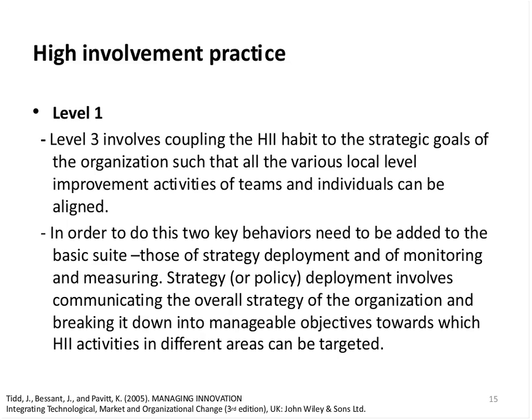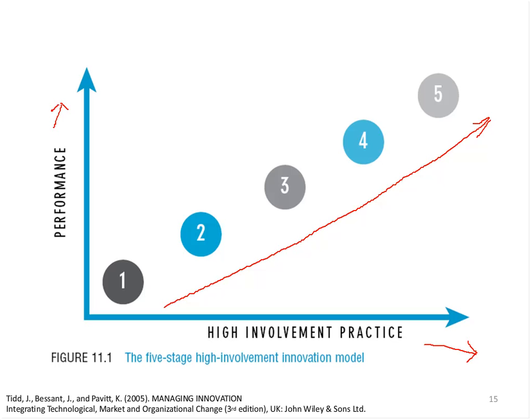Level 3 involves coupling the high involvement innovation habit to the strategic goals of the organization, such that all the various local level improvement activities of teams and individuals can be aligned. There is the element of strategy added here. Level 1 is unconscious, unstructured. Level 2 is conscious, structured, systematic. Level 3 is conscious, structured, systematic, and it's part of the strategy.